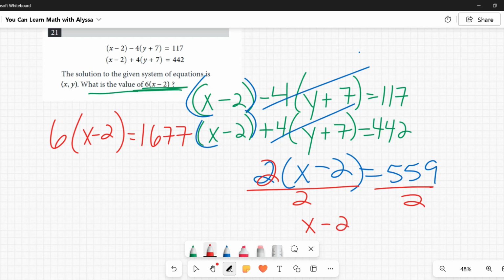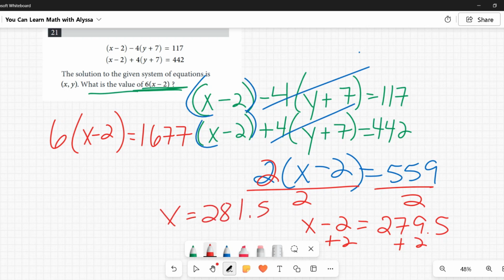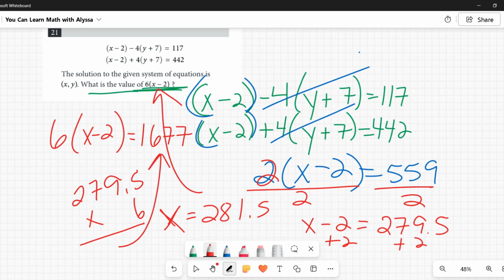And then I get that x minus 2 is equal to, let's see, 250, 275, 279.5. And then I would add 2 to both sides, and I would find that x is equal to 281.5. And then I could plug it into that and say, okay, 281.5 minus 2 is again 279.5. And then if I multiply that by 6, I will get back to 1,677. See, you get the answer either way.